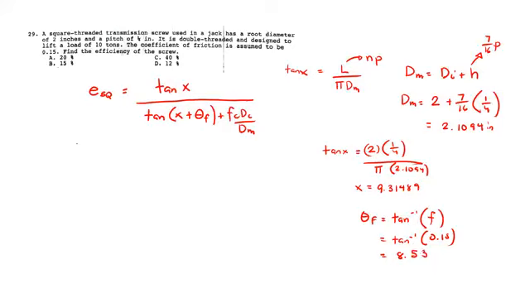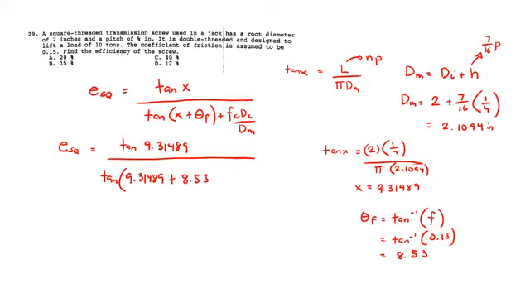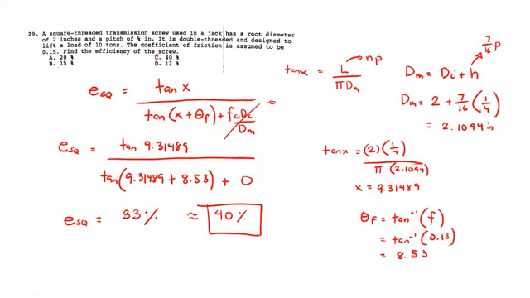So let's substitute into our formula. The efficiency of the square thread is equal to the tangent of 9.31489 divided by the tangent of 9.31489 plus the friction angle of 8.53, plus Fc Dc over Dm. Since that is 0, because we weren't given a collar, it's 0 right away. So the efficiency of the square thread is 33%. The closest to 33% is 40%, so that's the answer right away. 40%, letter C.